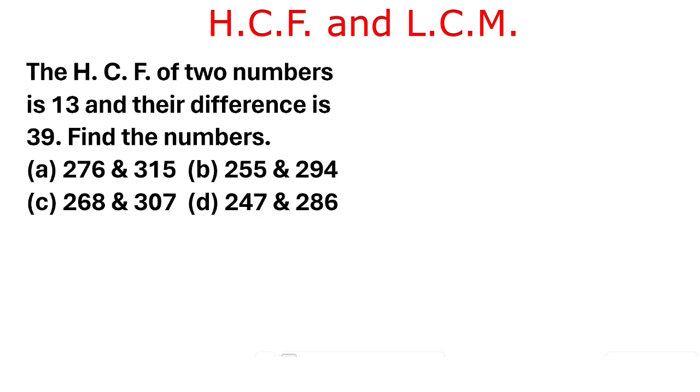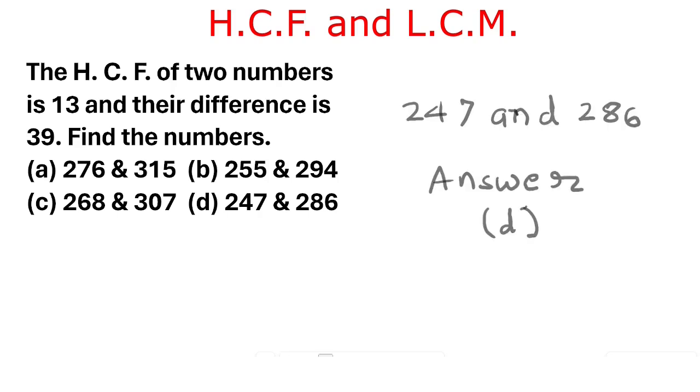In the given options, the difference between the given numbers in all the four options is 39. So the only test was to find the answer by dividing one of the given numbers in each option by 13, and we find that only in option D both the numbers are divisible by 13. Therefore, our answer is option D, 247 and 286.